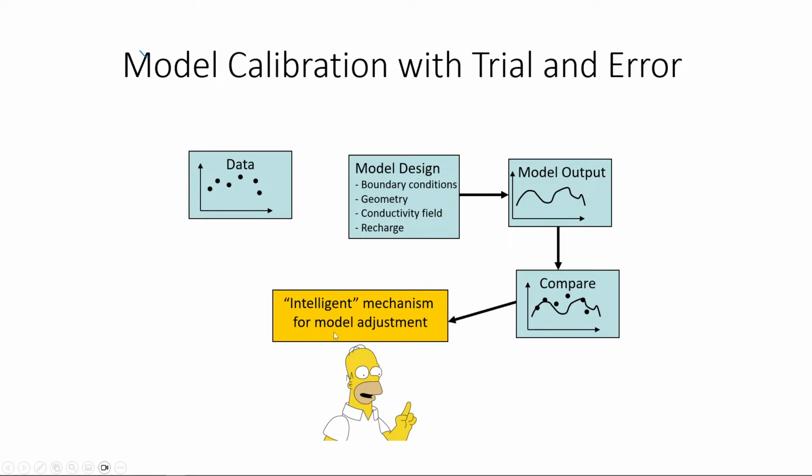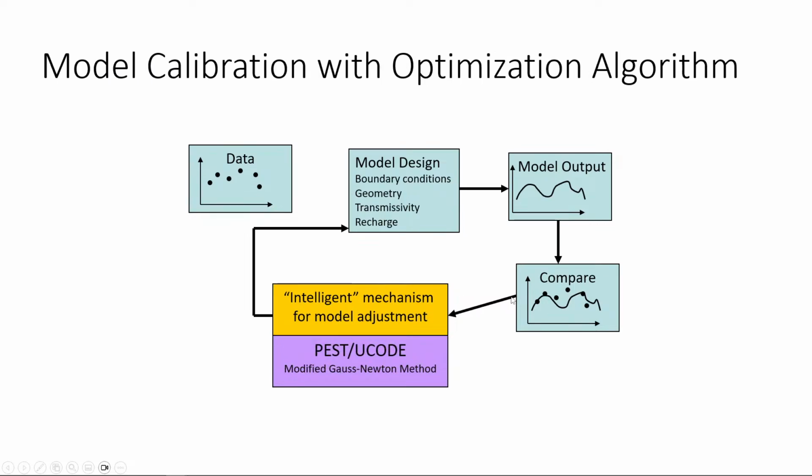One mechanism for model adjustment is that I can adjust the model parameters manually. I could adjust the boundary manually, I could adjust the hydraulic conductivity value manually, I could adjust recharge manually, until I get a better match between what my model is simulating and what I'm observing.